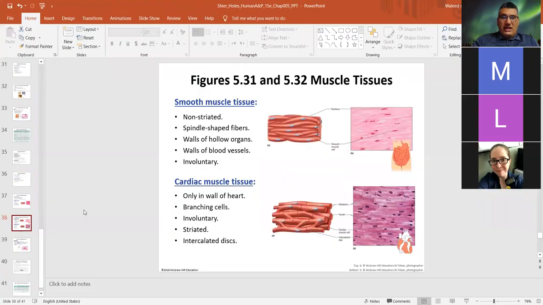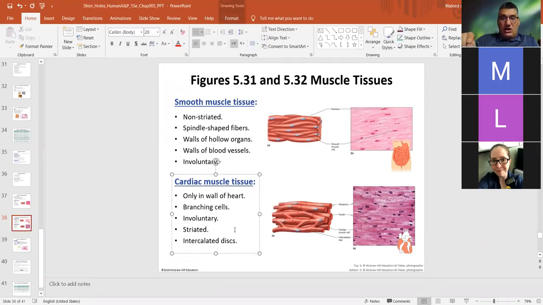The next muscle, let me take the cardiac muscles first. The cardiac muscles are also striated, but it's not just parallel, it's actually branching. You go parallel like this and give a branch. This is parallel to this, but do you see how it's giving branches? So it's branching, only in the wall of the heart. It's involuntary. Can you order your heart to stop? Like, stop your heart. Can you? Of course not. It's involuntary.